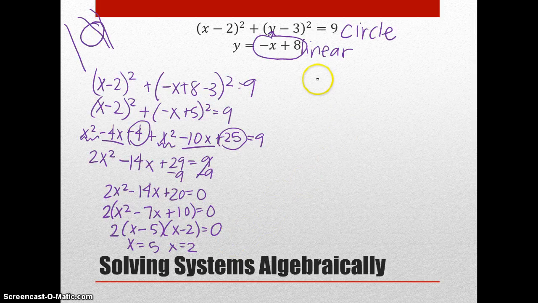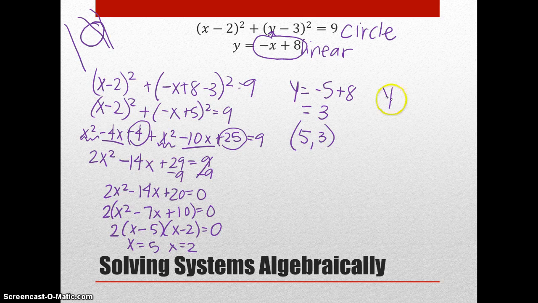So when we plug back in, go for the easiest one. In this case, it's going to be our linear. So we'll say y equals negative 5 plus 8, which is positive 3. So our coordinate would be 5, 3. Alright, then we can plug in y equals negative 2 plus 8, which is positive 6. So then we have a coordinate 2, 6. Now you've got to plug back in and check your solutions.